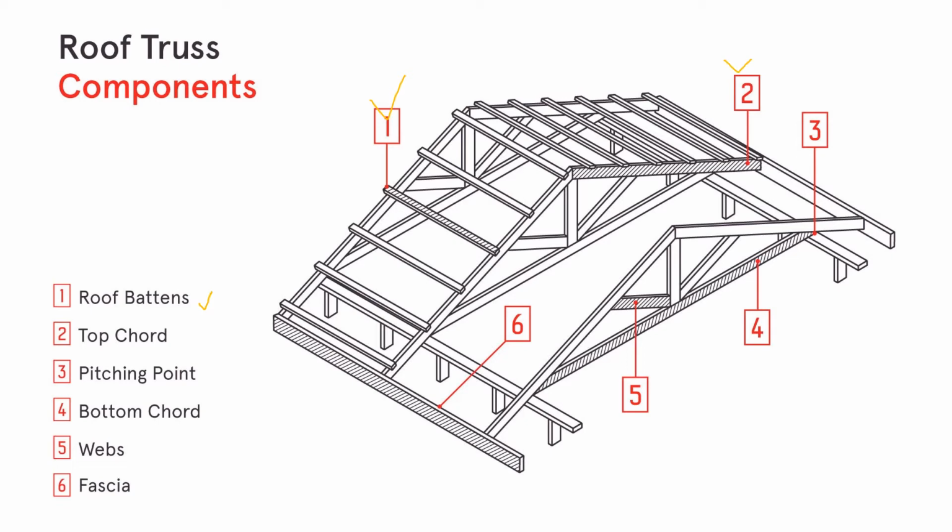number two is the top chord. Okay, this is what we call the top chord. Number three is a pitching point. Okay, this is the area of the pitching point. Four is the bottom chord, the horizontal members. And the five we call a web or bracing. And the six we call a fascia.